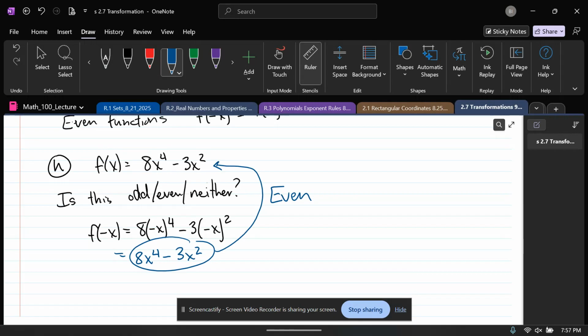Plugged in the negative x, simplified. So negative x times negative x times negative x times negative x, that's x to the fourth power. Two negatives make a positive. Positive times positive is positive x to the fourth. Multiplied times 8 is 8x to the fourth. Negative x squared is negative x times negative x. That's positive x squared times 3 is 3x squared. That's exactly the same as what I started with. That's why it's even.